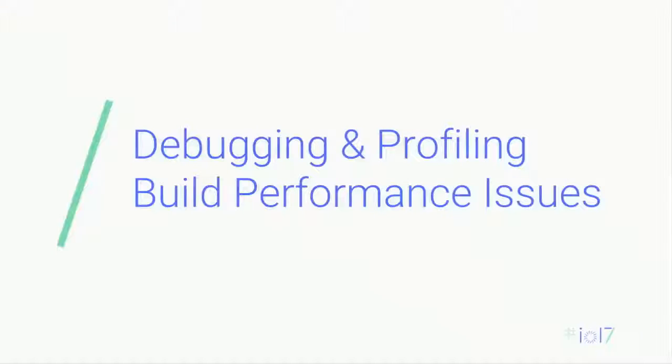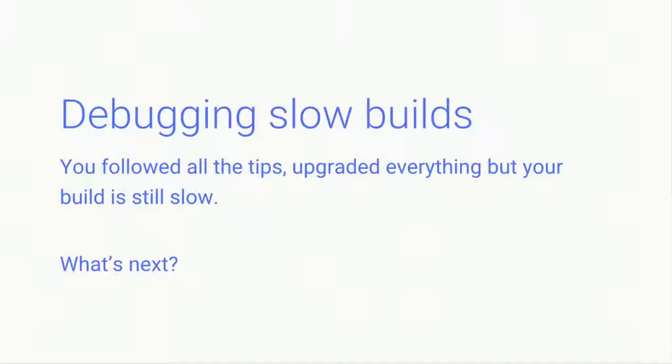Now, let's say you've been very good. You followed all of James' tips. You've tried to understand what's wrong. It's still slow. Right? So what is the next step for you to understand? What can you do to figure out why my build is slow?